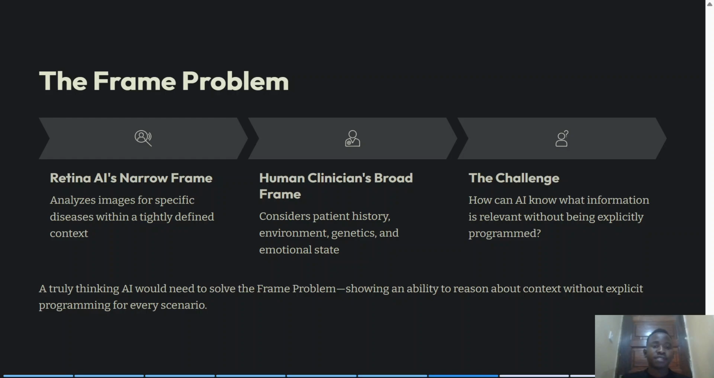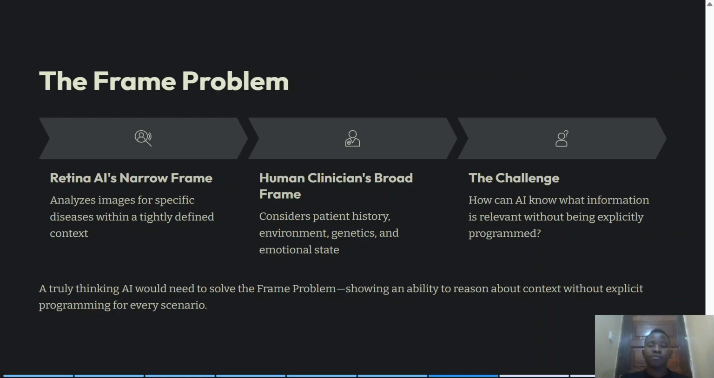This one analyzes images for specific diseases within a defined context. We have diseases, so its job is to analyze specific diseases that affect blindness. Then, when we come to the human clinician's broad frame, this one considers the patient's history, environment, genetics, and emotional state. Then we have the challenge: how can this AI know that information is relevant without being explicitly programmed? So that's the challenge that we shall face.